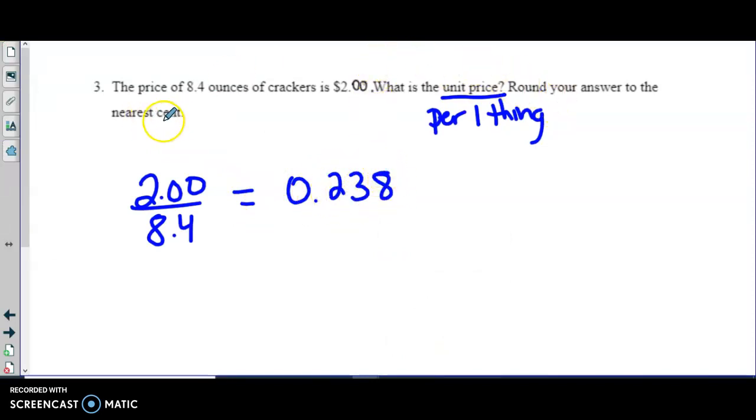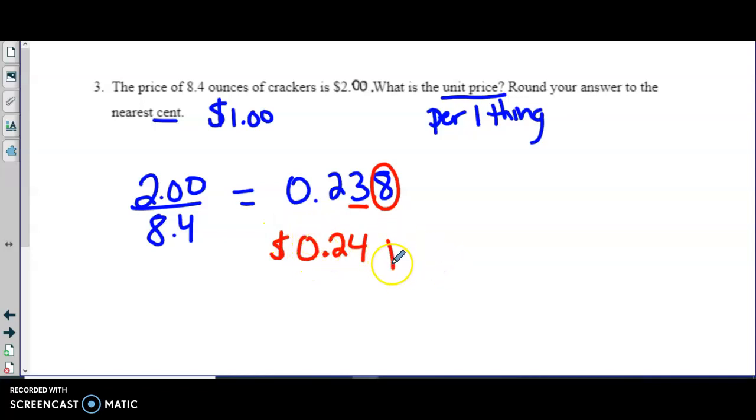But since we're rounding to the nearest cent, when you think about money, we have 2 decimal places, right? So we want to round to the second decimal place, which means we look at the number behind it. If it's 5 or greater, that makes this number go up. So in this case, it would be 24 cents. So 24 cents per ounce. Remember, we're trying to get it down to a unit rate, which means we need to have it per 1 ounce.